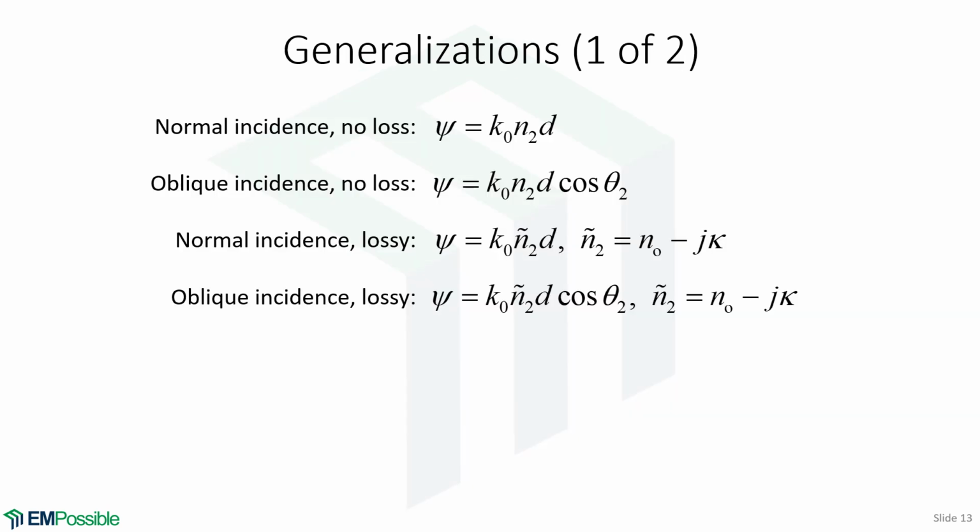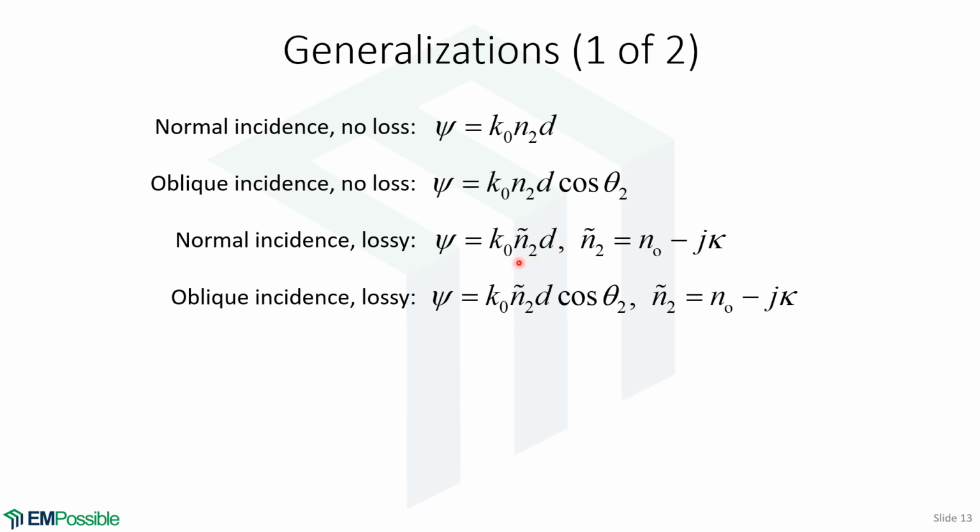That means we can generalize this in several ways. If we have normal incidence and no loss, this was the absolute first thing that we analyzed, this psi is just K0 N2 D. Oblique incidence and no loss, we just looked at that, and we end up adding a cosine term. And this theta 2 is not the angle of incidence, it's the angle in that second medium after it's been refracted.